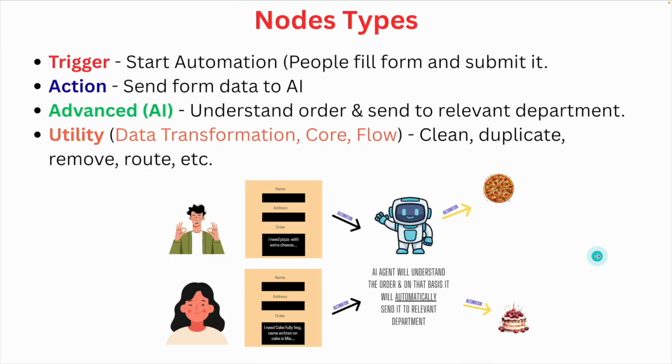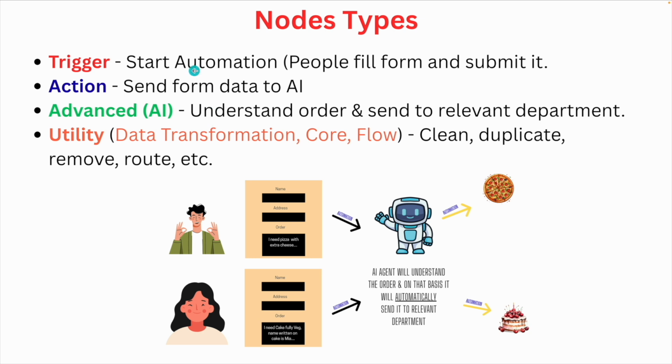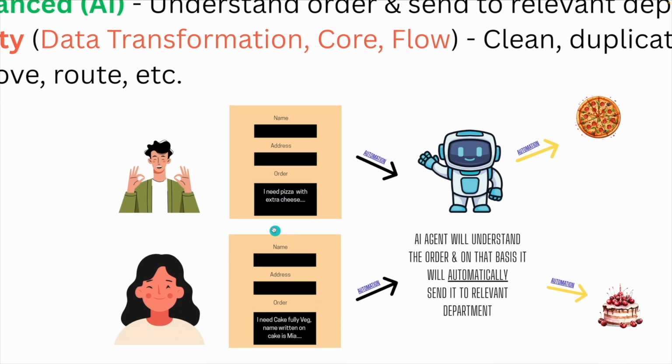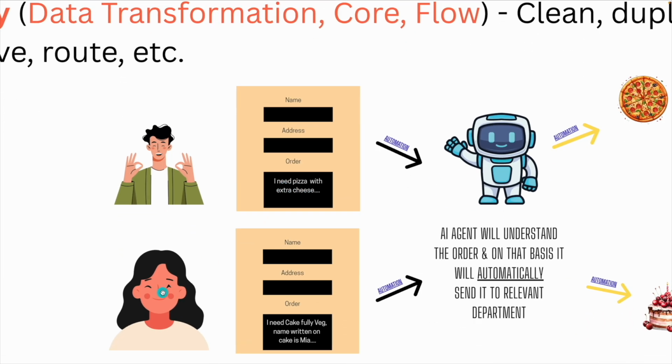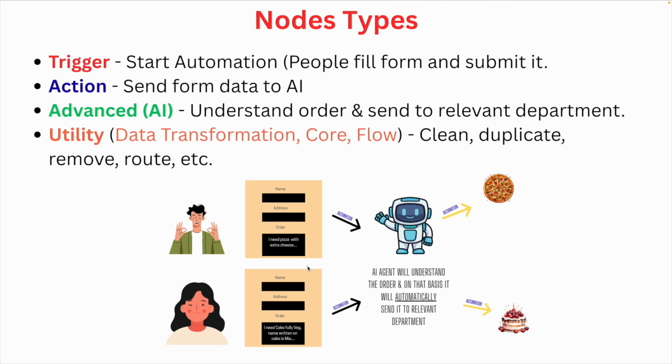That's it. Now if you go to the second one, here you can see the node types. Don't worry, we will practically learn everything step by step. Just understand the first node is the trigger. The trigger basically starts the automation. Like in our example, people will fill the form and submit it. You can see this boy will fill in his name, email address, and what he wants to order. Similarly, this girl will also put in her name, address, and her order, and when they submit it, the automation will start.